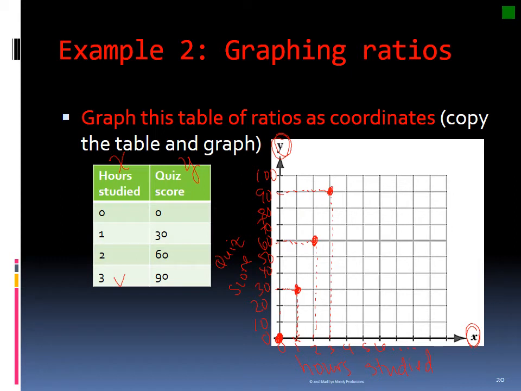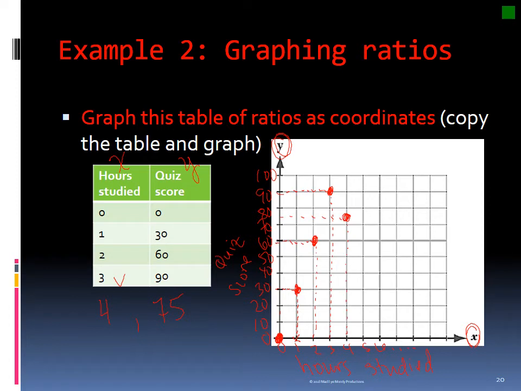So let's think about these ratios. Would it make sense for the coordinate 4, 75 to be on the grid? So if the person studied for 4 hours, they made a 75.